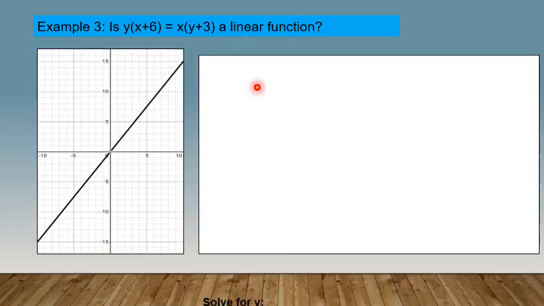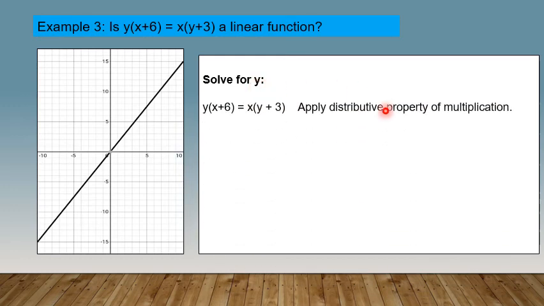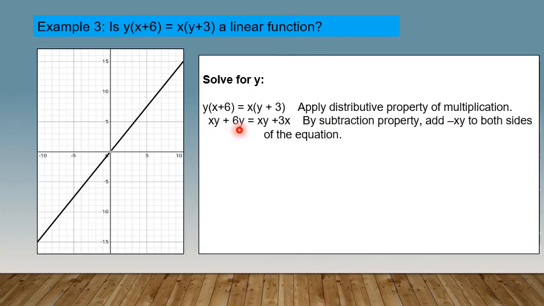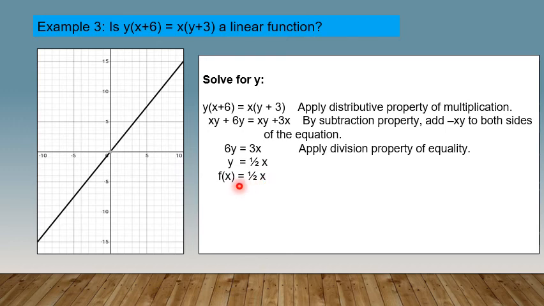Example number 3: is y times (x plus 6) equals x times (y plus 3) a linear function? So this is the graph. We're going to make sure we get y equals mx plus b. Using the distributive property, we have xy plus 6y equals xy plus 3x. Then we use the subtraction property: add -xy to both sides of the equation. That becomes 6y equals 3x. Then apply the division property of equality, or the multiplication property of equality. So we have y equals 1/2 x. Therefore, f of x equals 1/2 x.